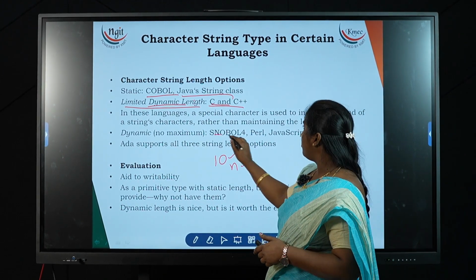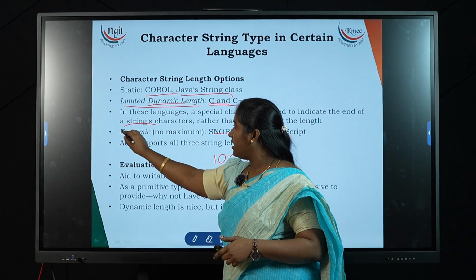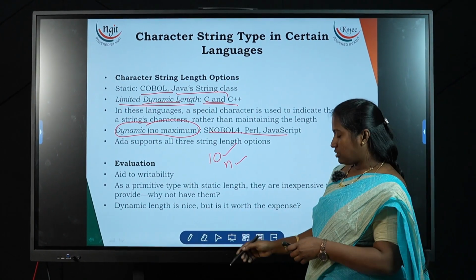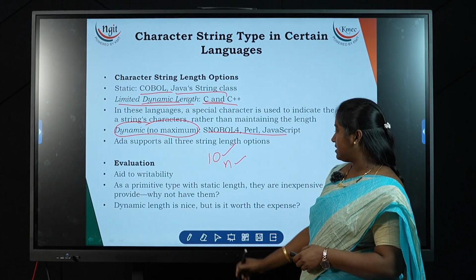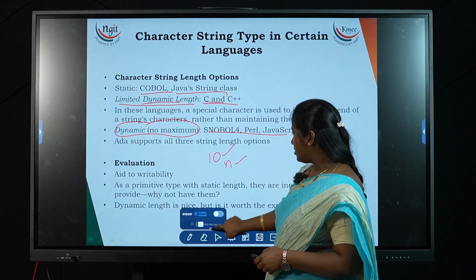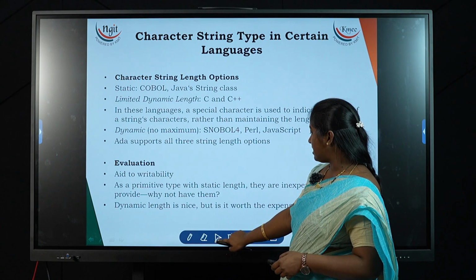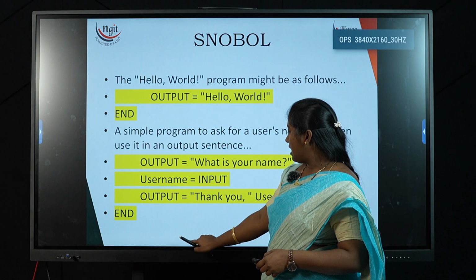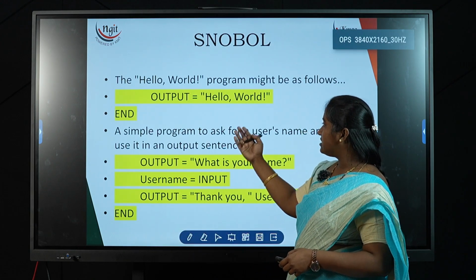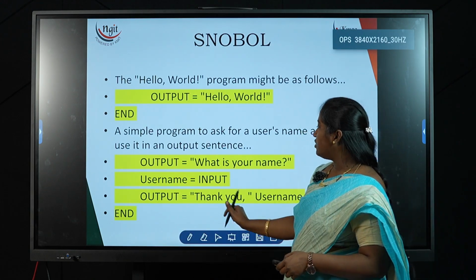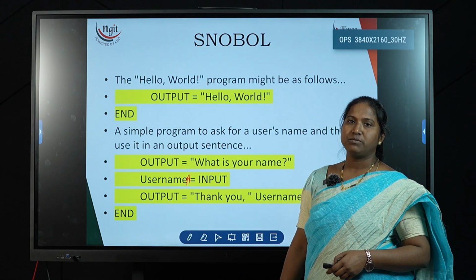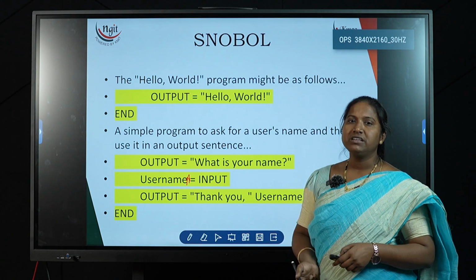And Snowball, Perl, JavaScript will take dynamic and without any length specification, so that you can see in the previous example. Now I'll show an example to understand how this can be without length. If you see in this picture, in this source code which is written in Snowball, I did not specify any length over here. That's what it is, no maximum. No maximum to define a string.